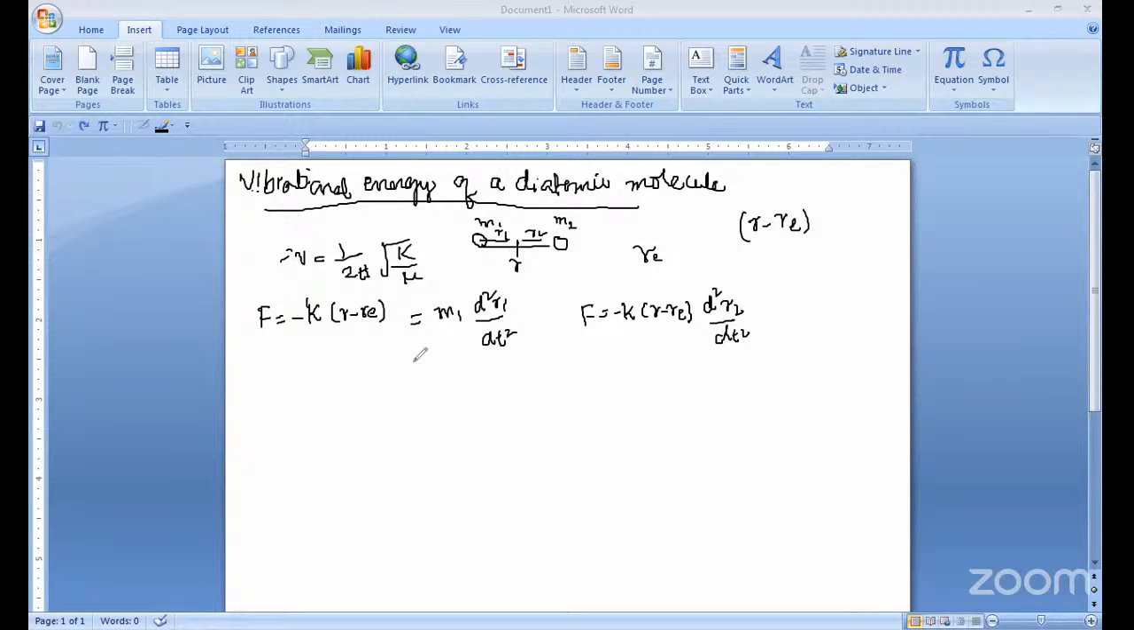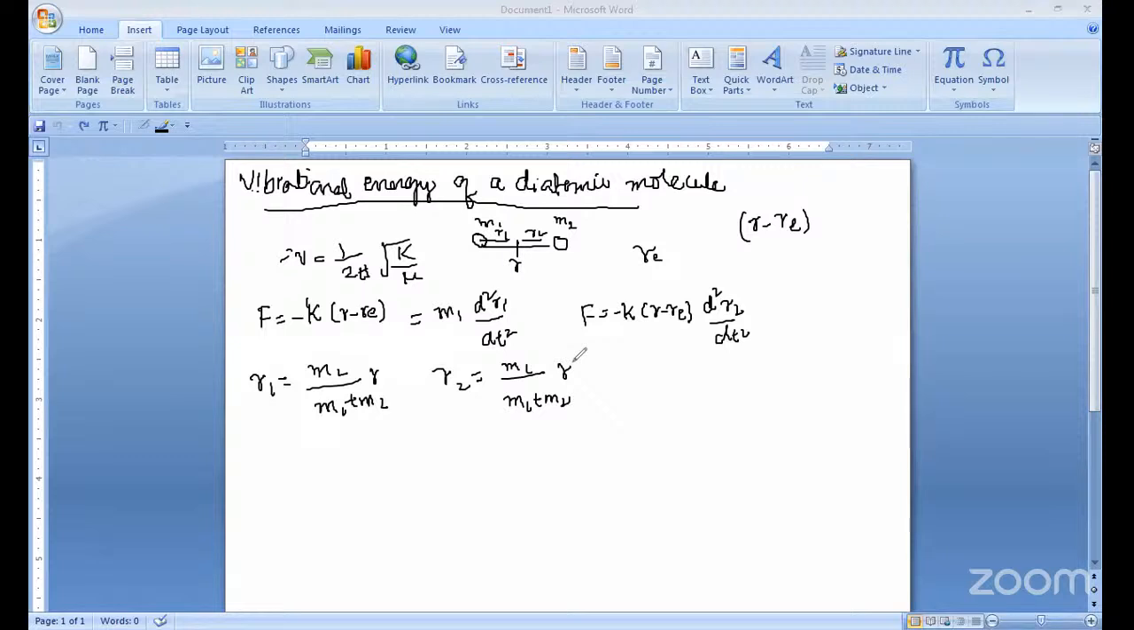We have already seen in the last class, for a diatomic molecule, that the distance R1 can be written as M2 by (M1 plus M2) into R. Similarly, R2 is equal to M1 by (M1 plus M2) into R.